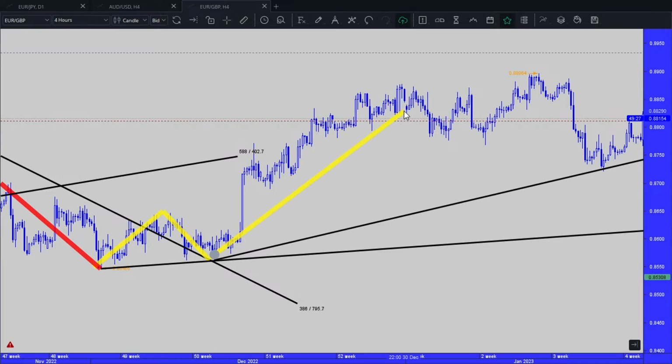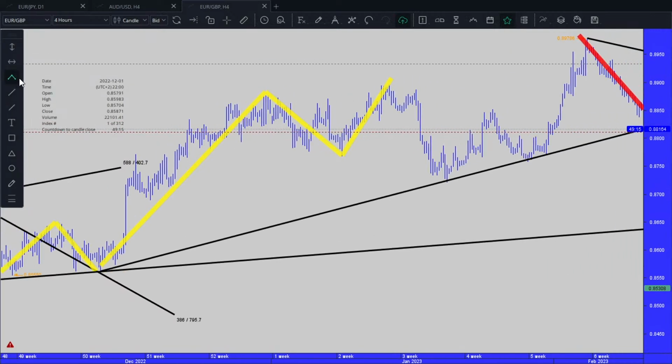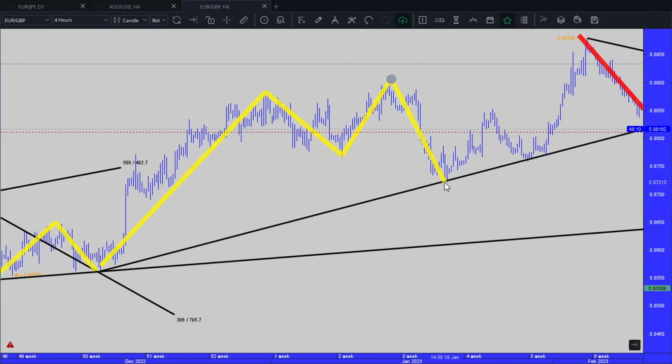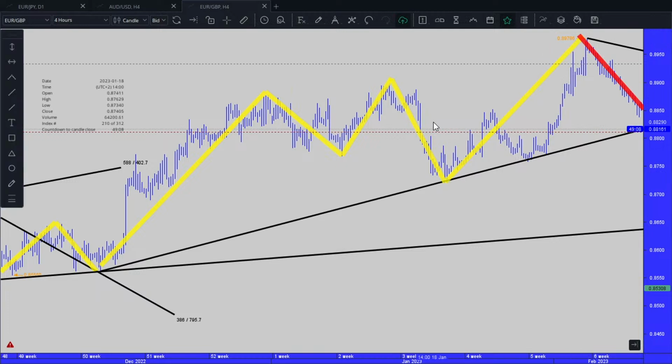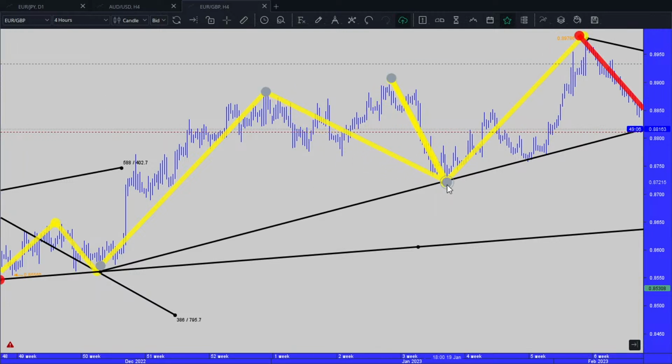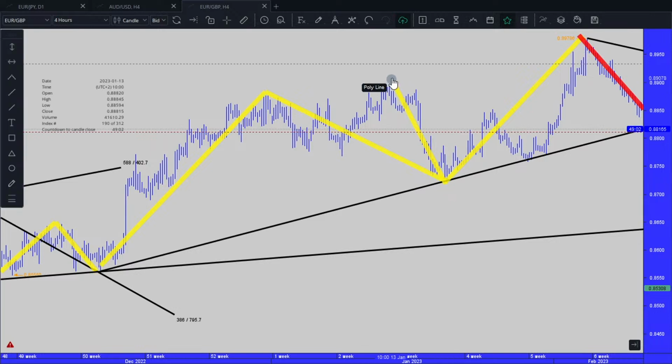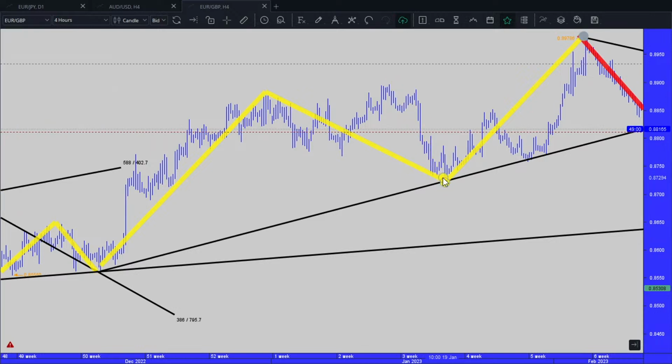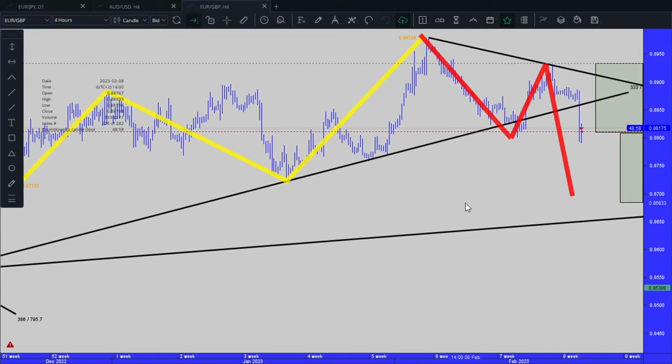Extension, low, high, low, lower lows, lower highs, low. So extension, retracement, down here, higher high, market wave. And now push back down, push back up. We need to adjust the market wave. Adjust the market wave on the 4-hour chart. Adjust the market wave.